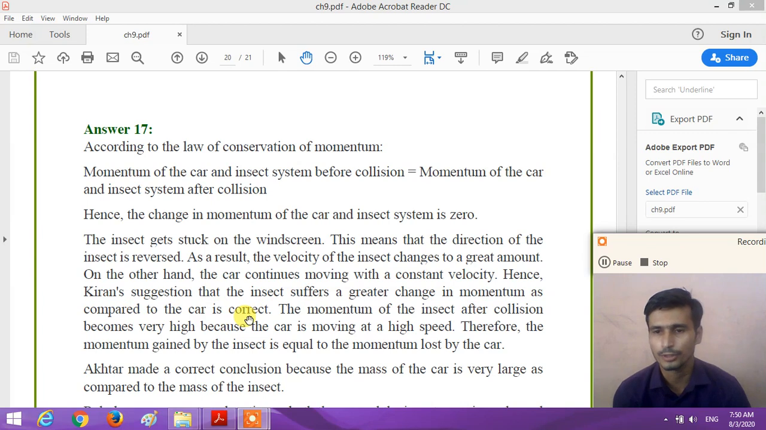the force acting on the insect makes it move in the opposite direction. So the change in the momentum of the insect is more compared to the change in the momentum of the car. So Kiran's suggestion that the insect suffers a greater change in momentum as compared to the car is correct. The momentum of the insect after collision becomes very high because the car is moving at a high speed, and therefore the momentum gained by the insect is equal to the momentum lost by the car.